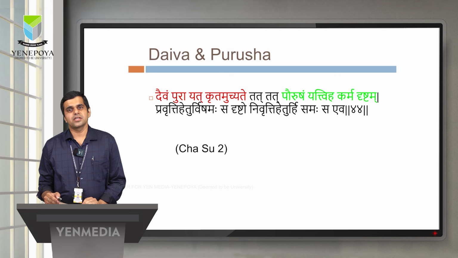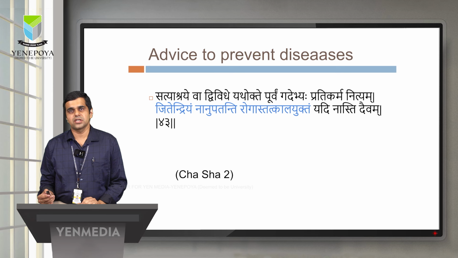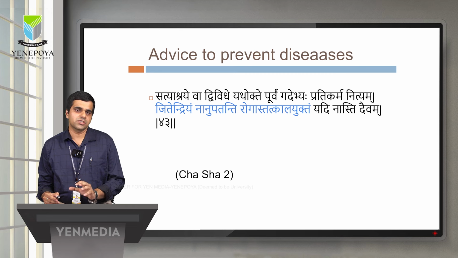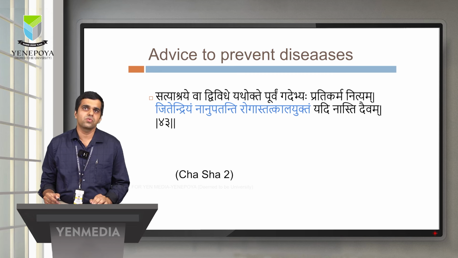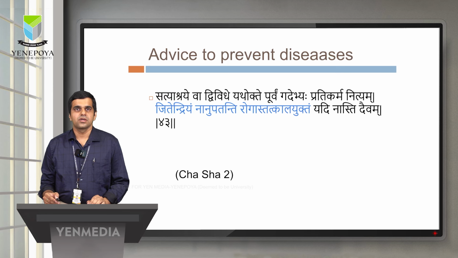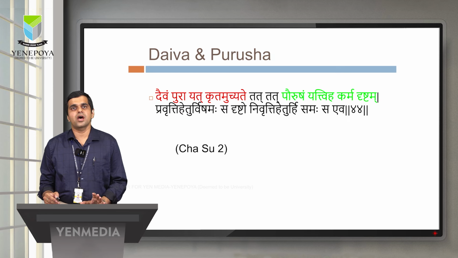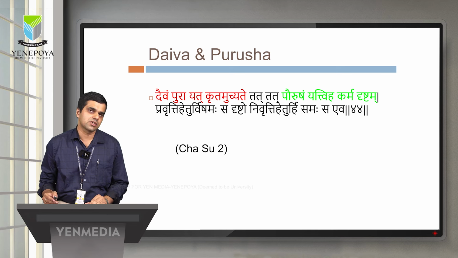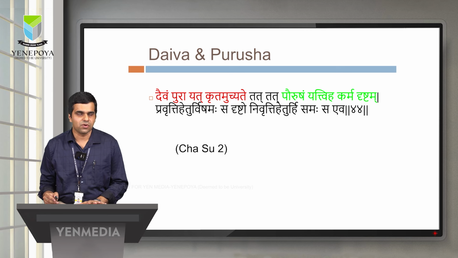Now, when we say nasti daivam, see in the previous shloka, the last two words, nasti daivam, is told. What do you mean by nasti daivam? Except those things which are controlled by daiva. Now we should know what is daiva. Daivam puraha yat kritam uchyate tat paurusham yat viha karmam drishtam. See, I have put it in two separate colors. Daivam pura yat kritam uchyate. Pura means whatever karmas that you have done previously, pura is said to be daiva.